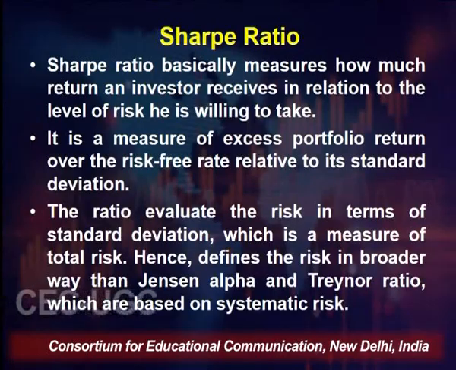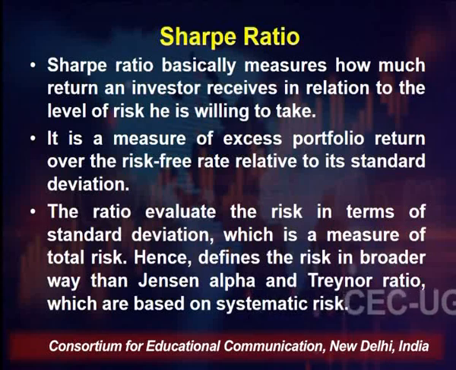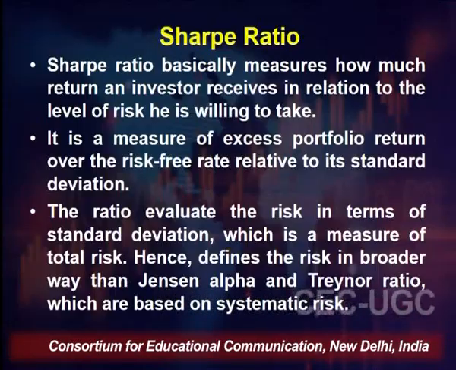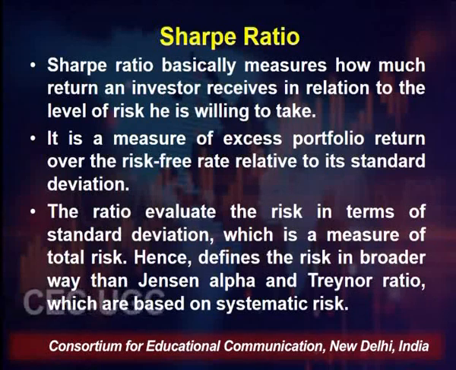The ratio evaluates the risk in terms of standard deviation, which is a measure of total risk. In the previous lecture on risk, we talked about standard deviation and other measures, but by and large standard deviation is the most popular method of measuring total risk. So it defines risk in a broader way than Jensen alpha and Treynor ratio, which are based on systematic risk.